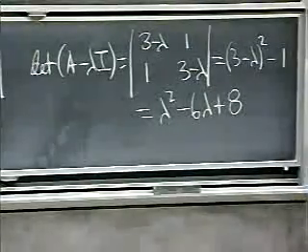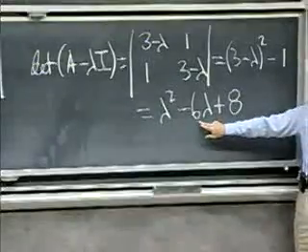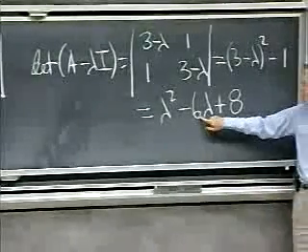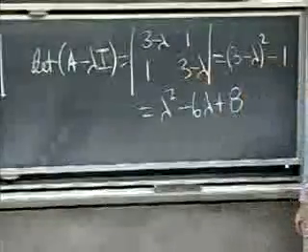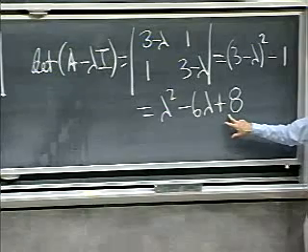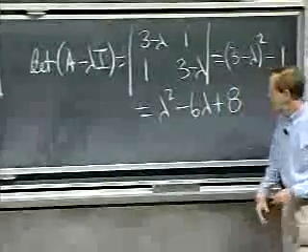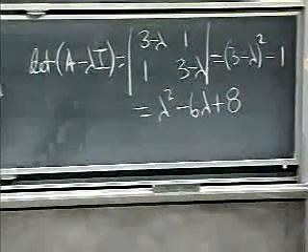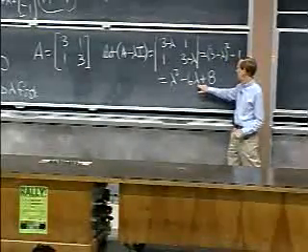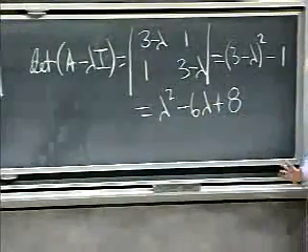Before I do it, tell me, what's that number 6 that's showing up in this equation? It's the trace, 3 plus 3. And while we're at it, what's the number 8 that's showing up? It's the determinant. Our matrix has determinant 8. So in a 2 by 2 case, it's really nice: lambda squared minus the trace times lambda, where the trace is the linear coefficient, plus the determinant, the constant term.